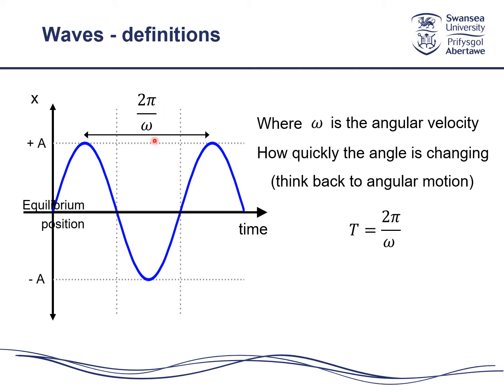Another way of defining the period of a wave for an object undergoing simple harmonic motion is employing omega, which is the angular velocity. This is how quickly the angle is changing of this object. So the period is also defined by 2 pi divided by omega. And as we also know, T is equal to 1 divided by f, omega is equal to 2 pi f. So if you increase the angular velocity, you also increase the frequency of oscillation, which makes sense.